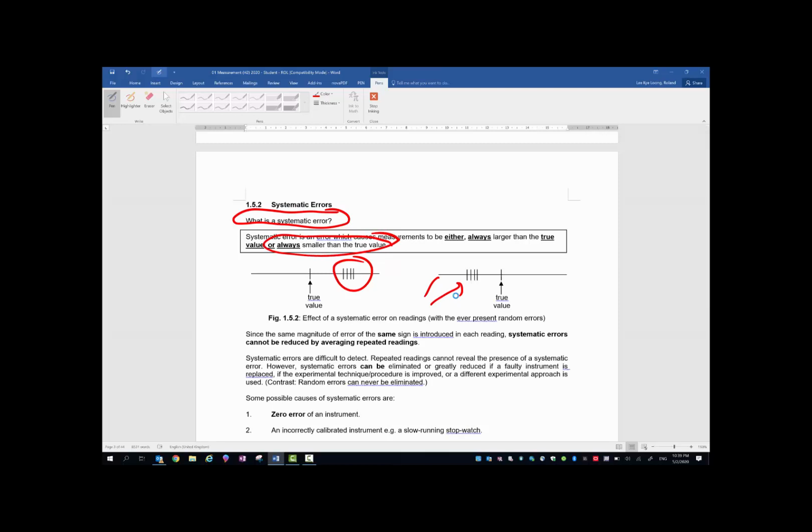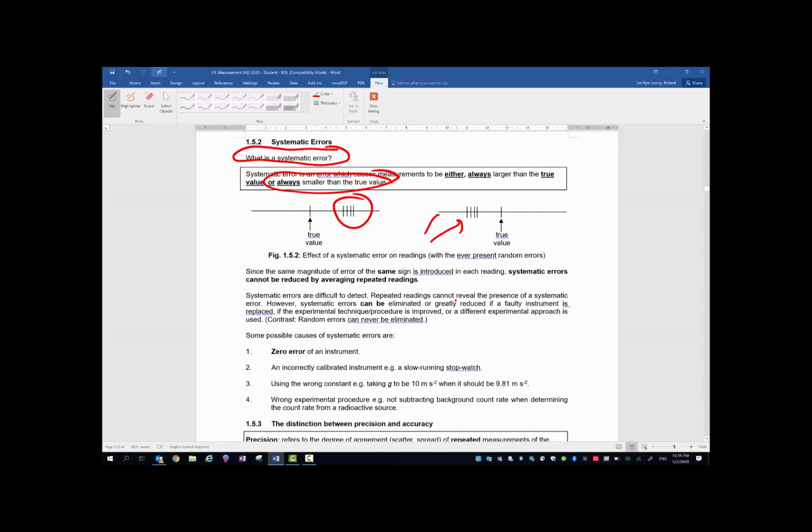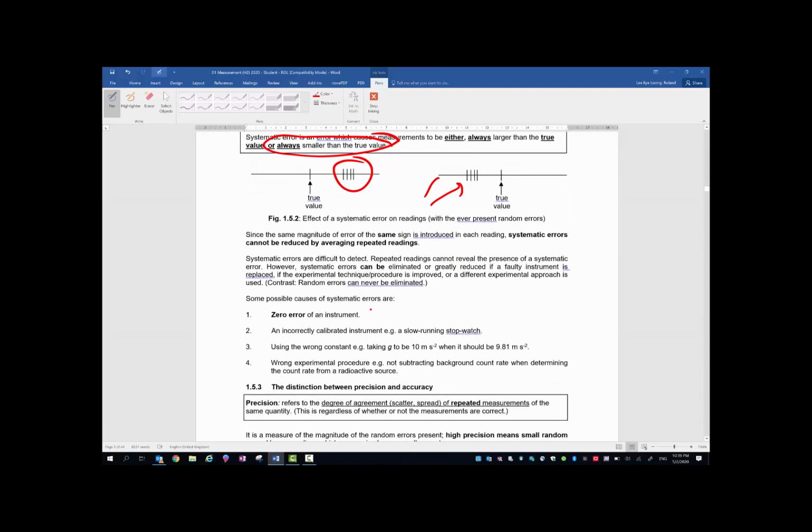Some of the causes of systematic error could be zero error of the instrument. If the instrument, like the vernier calipers, has a gap in the first place where it doesn't start from zero, it starts from, let's say, 0.01, then every reading that you get will be overestimated by 0.01. Normally a systematic error is caused by poor calibration of the instrument.